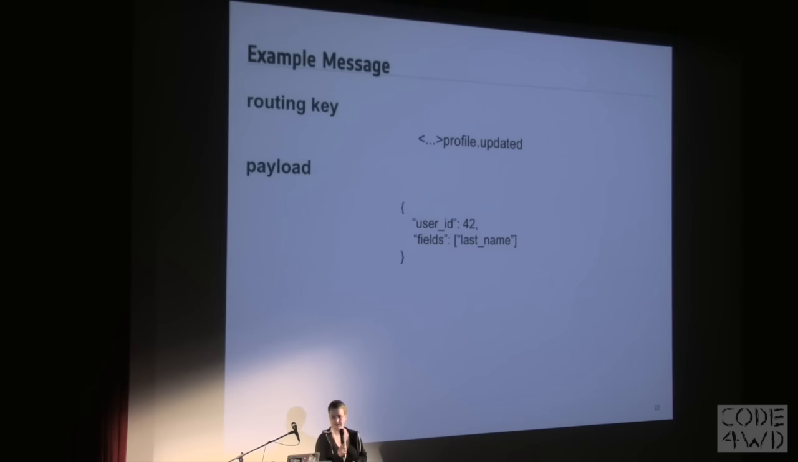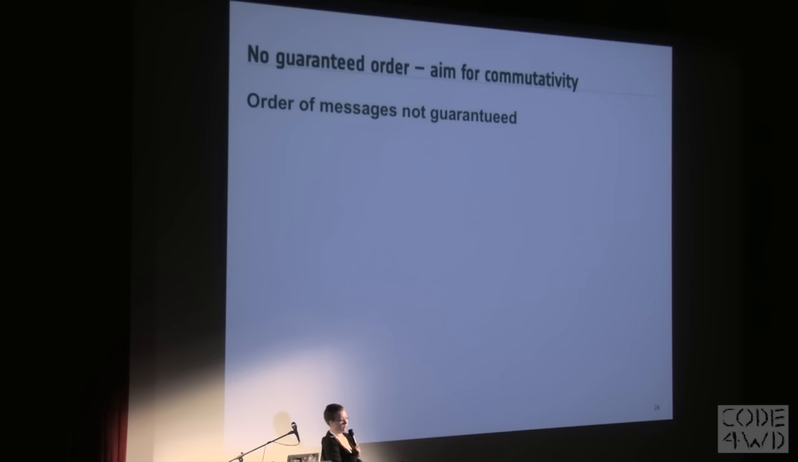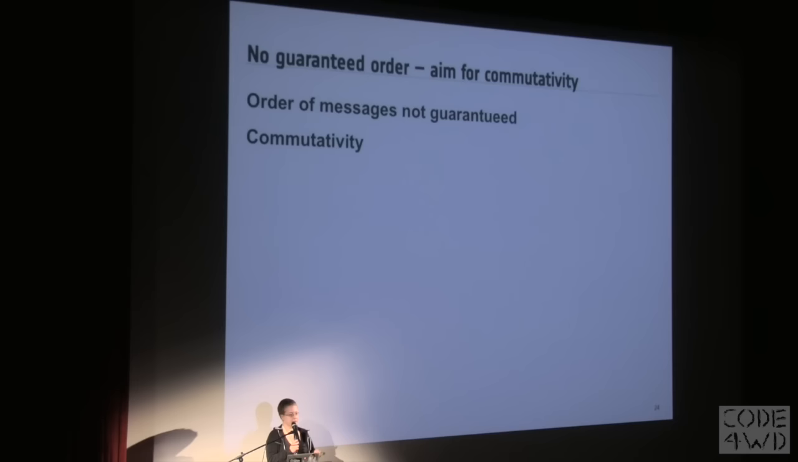So why don't we include it into the message payload? Well, this is basically our way to embrace the fact that we're dealing with a distributed system. There is no guarantee about the order of messages. If a user updates the same field several times in a row, the last message we receive is not necessarily the one that's coming from the most recent update. So if we include the updated data, it might already be outdated upon arrival of the message. So if there is no guarantee about the order, commutativity is the best you can do, and that's basically what we reach by omitting the updated data and just sending the list of fields that have changed.